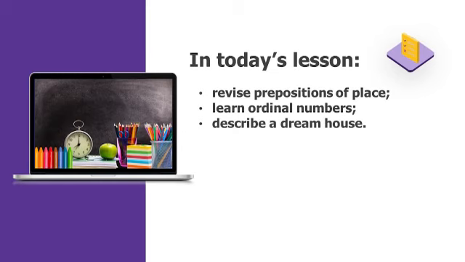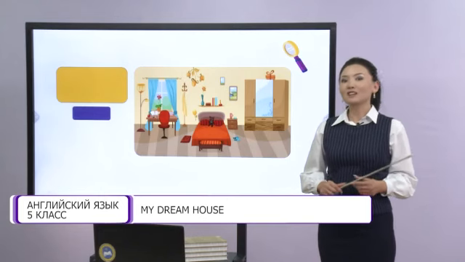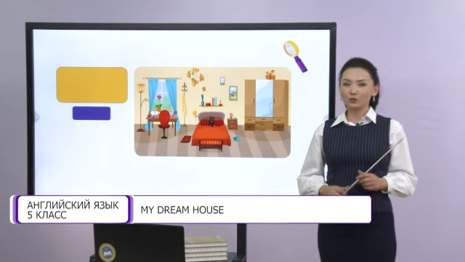Before we start our lesson, let's look through the plans of our lesson. First of all, today we will revise prepositions of the place. Then we will learn ordinal numbers. And you will be able to describe your dream house. Dear students, before we start our lesson, let's revise the topic of our previous one.